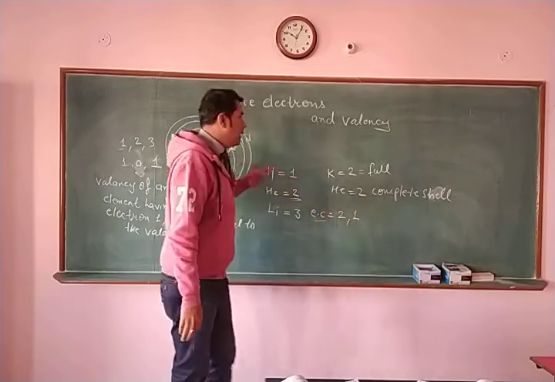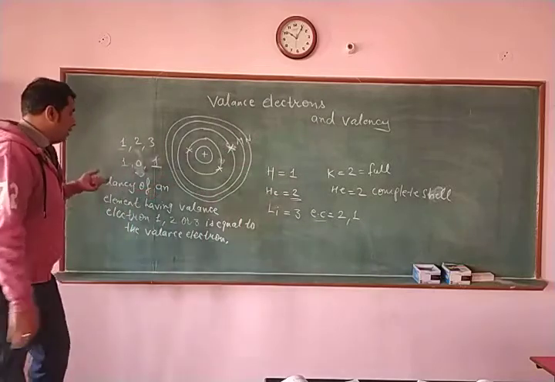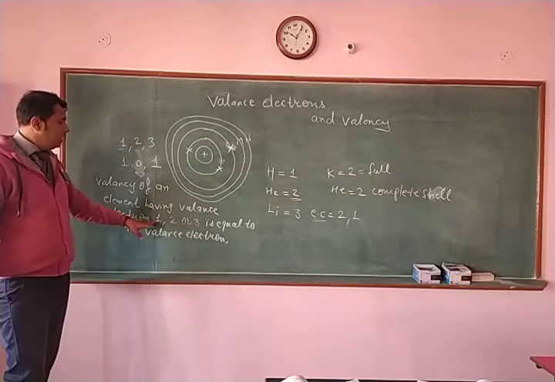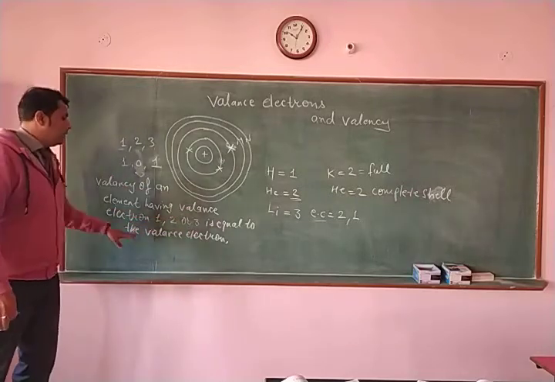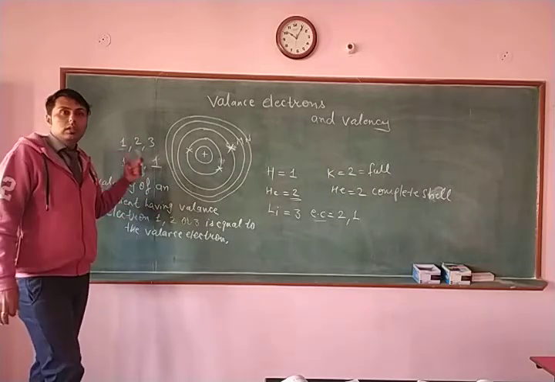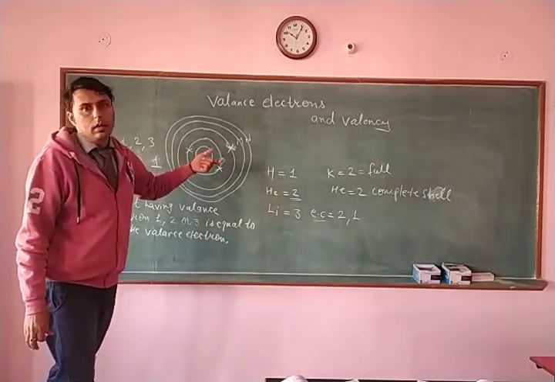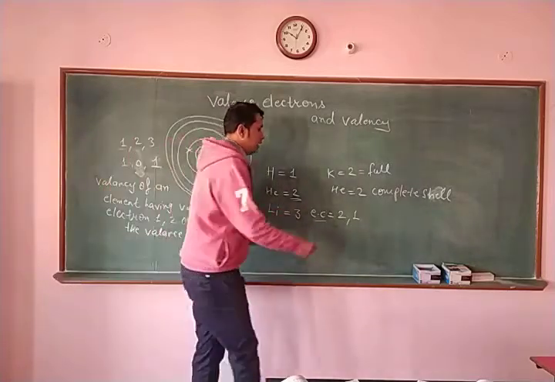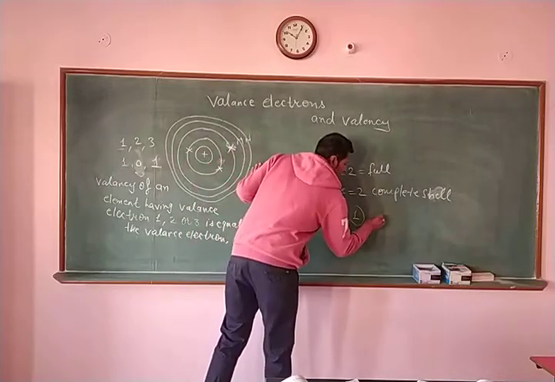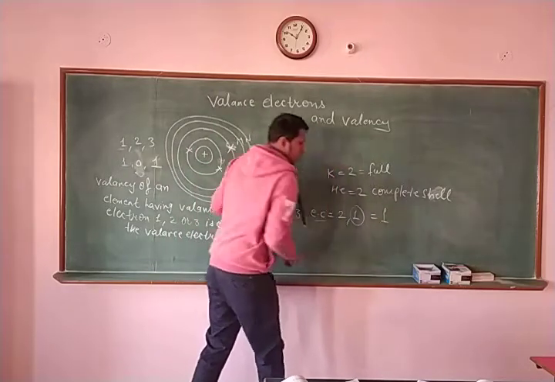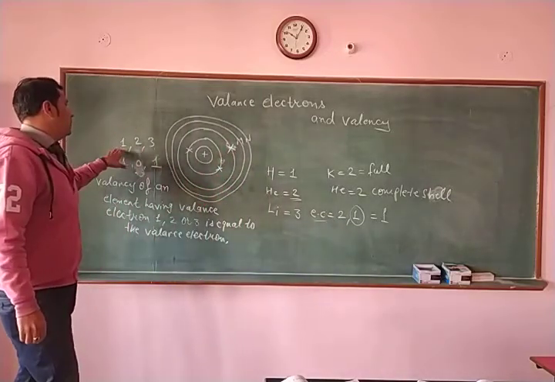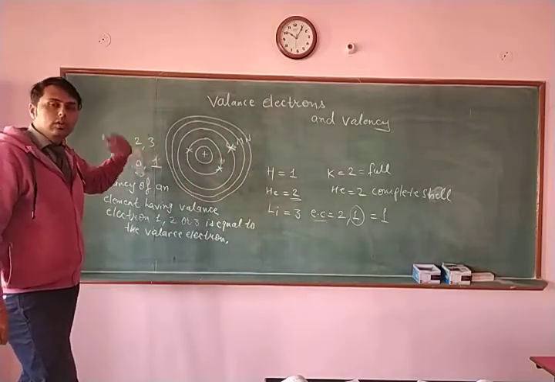So how can we calculate? If the element has 1, 2 or 3 valence electrons, the valency is equal to the number of valence electrons. Like for hydrogen it has 1 valency, and the valency of lithium will also be 1. In the same manner you can calculate the valency for elements having 1, 2 or 3 valence electrons in the outermost shell.